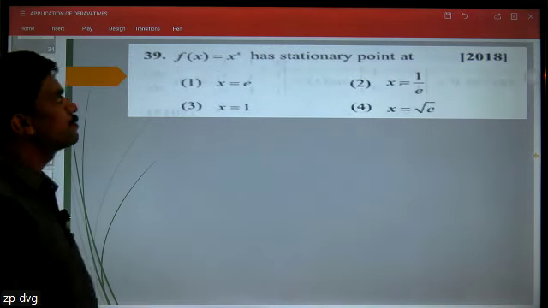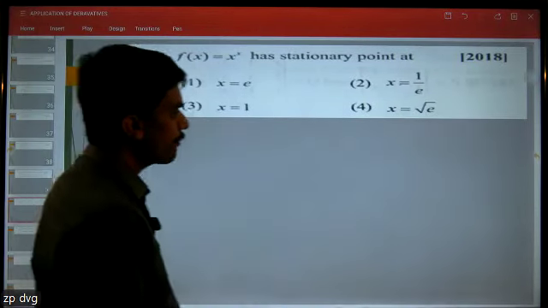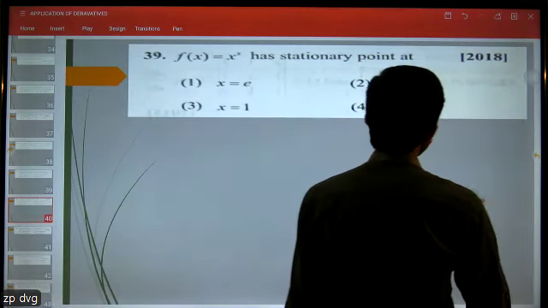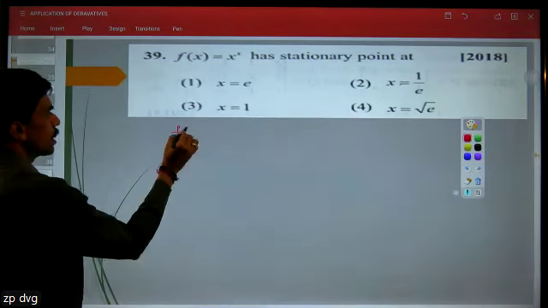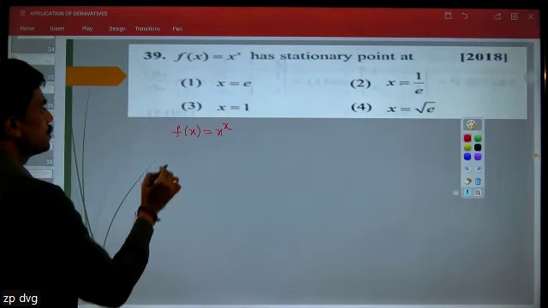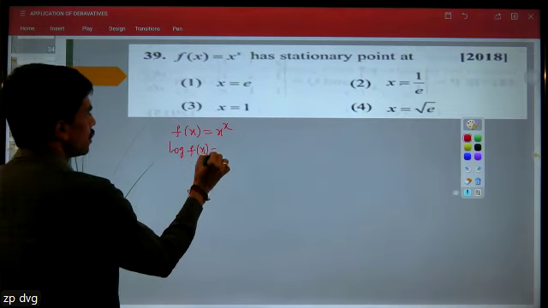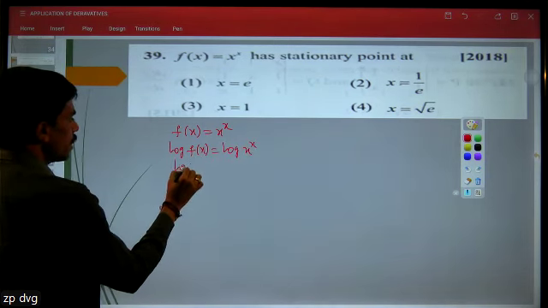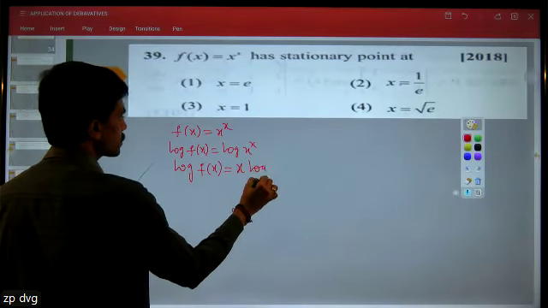f of x equal to x power x, stationary point. For stationary point, we have to take f dash of x is equal to 0. They given that f of x equal to x power x. So apply log on both sides. Log f of x equal to log x power x. So it can be written as log f of x equal to x into log x.